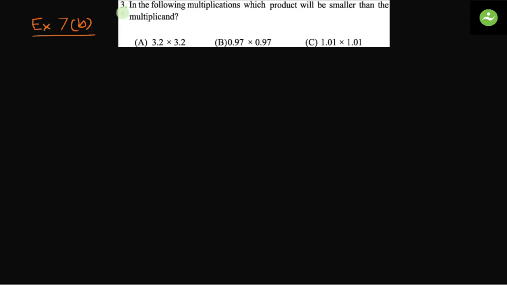Question number 3. In the following multiplications, which product will be smaller than the multiplicand? A, B, and C. So we have to find the products and then check in which case the multiplicand is larger and the product is smaller. Let us start with number 3A.